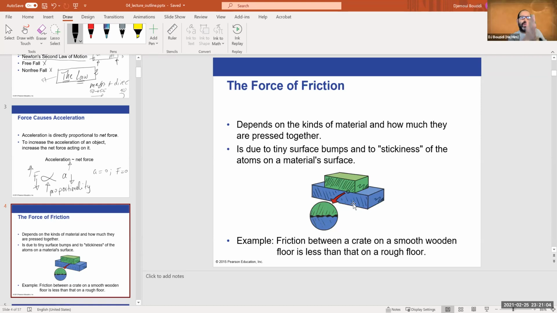You can do it yourself, and you can see that your hand starts to warm up. Where is that energy coming from? It's coming from this rubbing in here, and that's how the increase in temperature is. So when two surfaces are in contact with one another, they produce this kind of force, which is called friction.